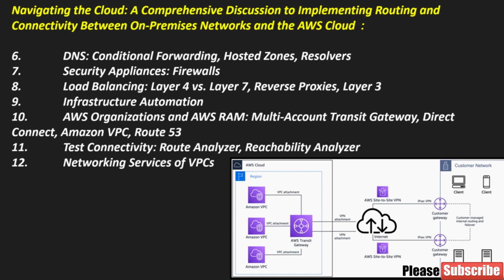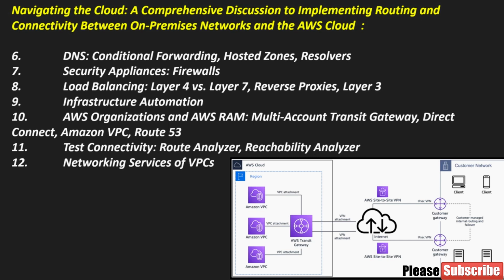Eighth point is load balancing, layer 4 versus layer 7 and reverse proxies, and layer 3 also we need to discuss now. Efficient distribution of incoming network traffic is achieved through load balancing. So delving into the differences between layer 4 and layer 7 load balancing, and understanding reverse proxies and the role of layer 3 in load balancing, is very essential for maintaining high availability.